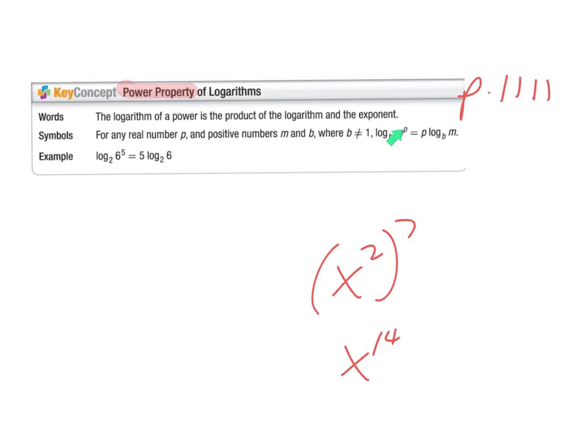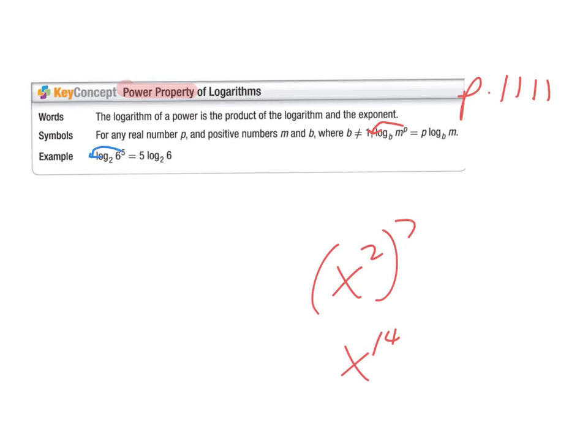Okay, when I have the log of a power, m to the p, I can just take that p and slide it out in front and multiply it by the log. Okay, same thing notice here. If I have log base 2 of 6 to the 5th, this 5 can just slide out in the front and it gets multiplied. Okay.